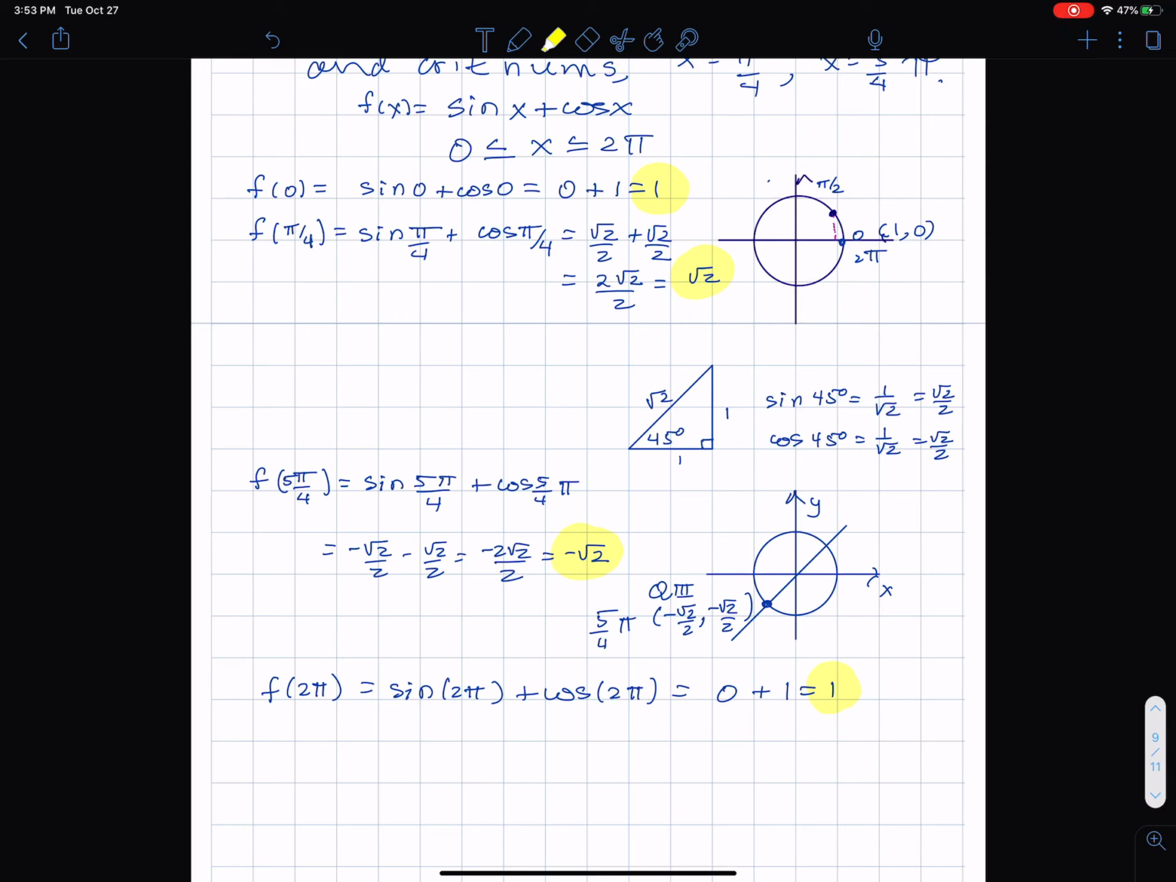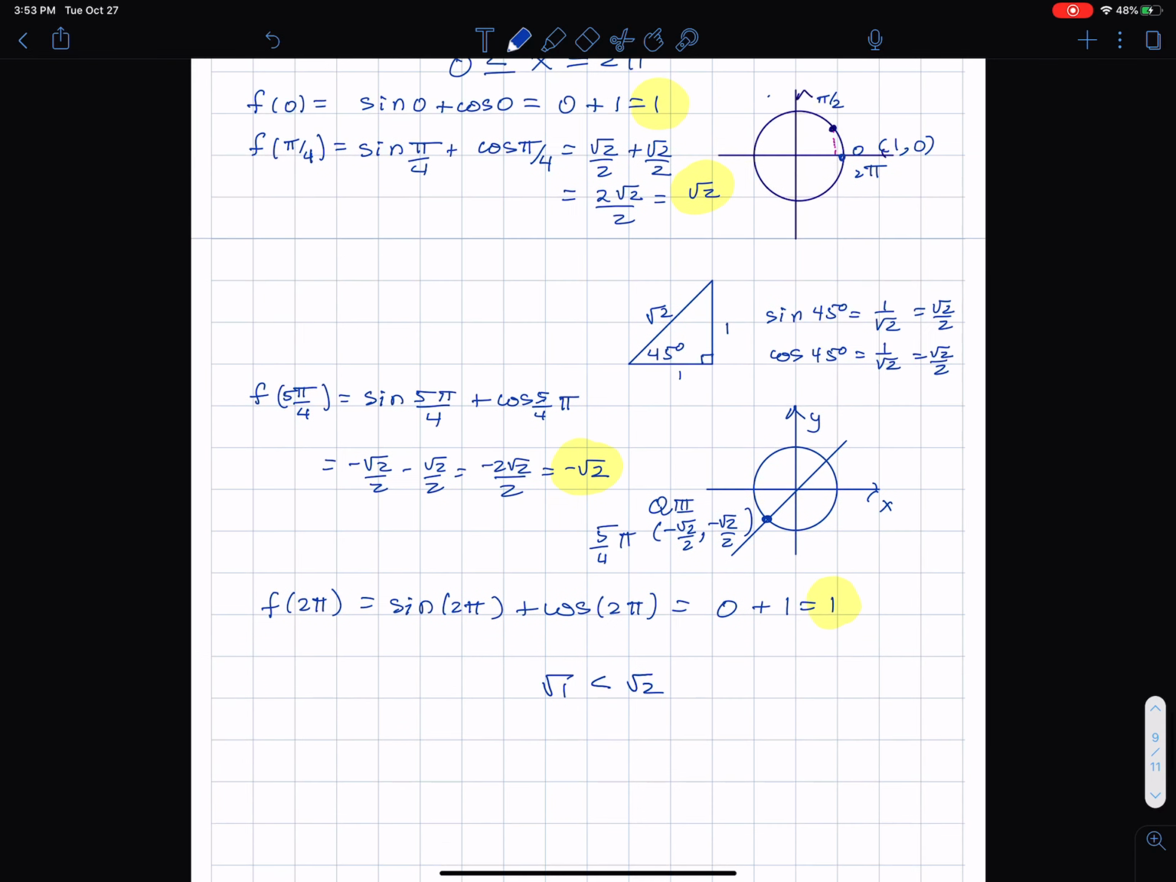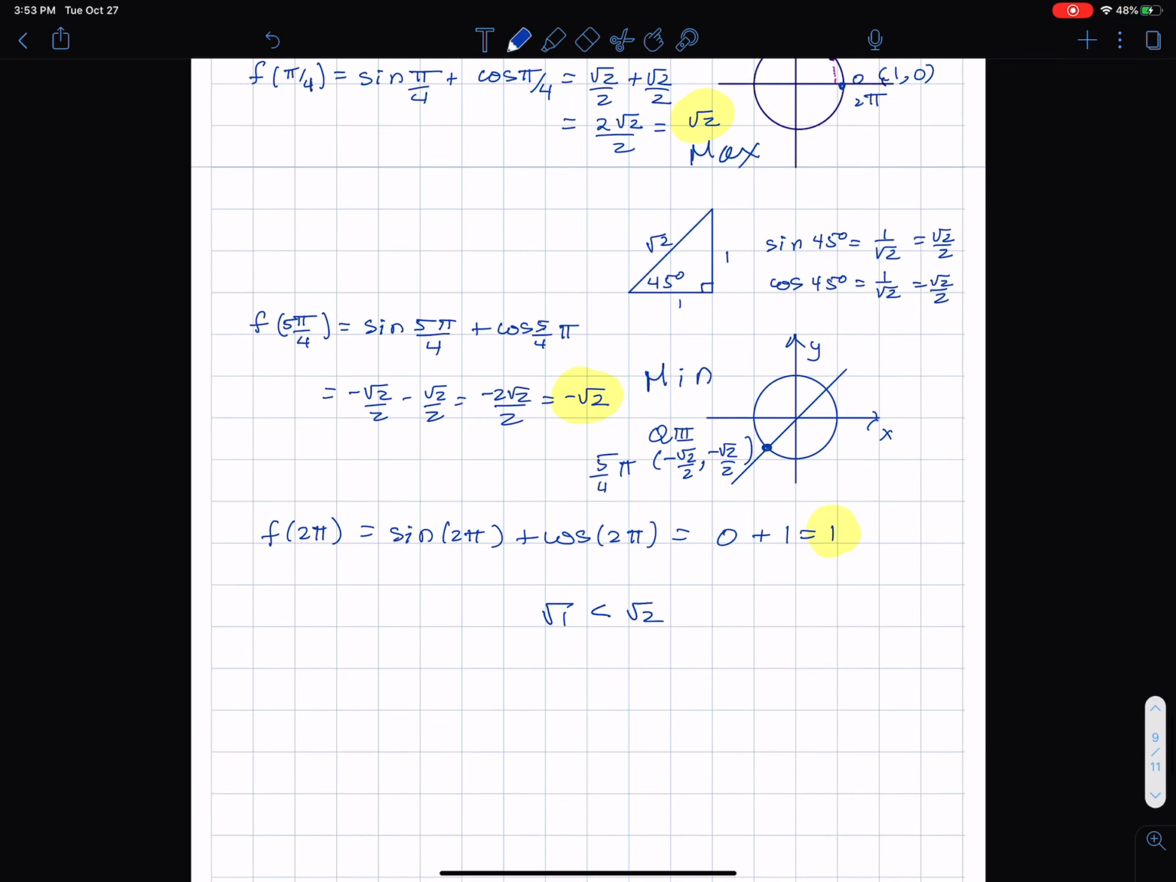Now, square root of 2 is greater than 1. That's simply true, because 1 is equal to the square root of 1, so we have square root of 1 is less than the square root of 2, and square root of 1 is 1. All right, so what I have is the maximum, or a more complete statement would be absolute max, and then negative rad 2 is absolute min.